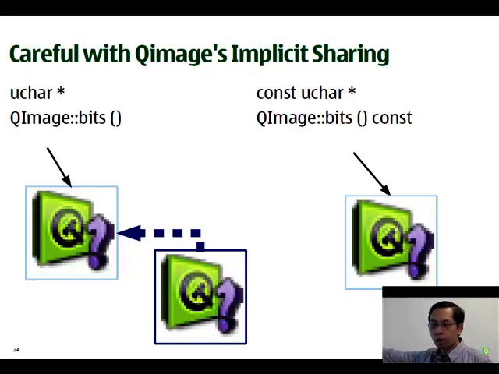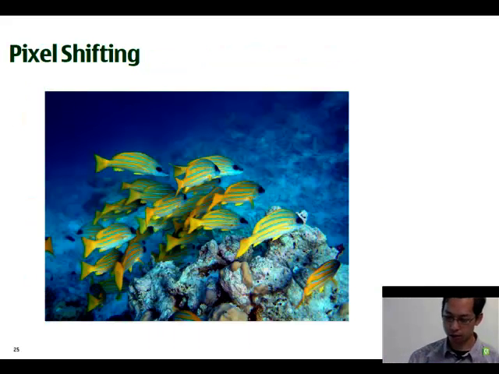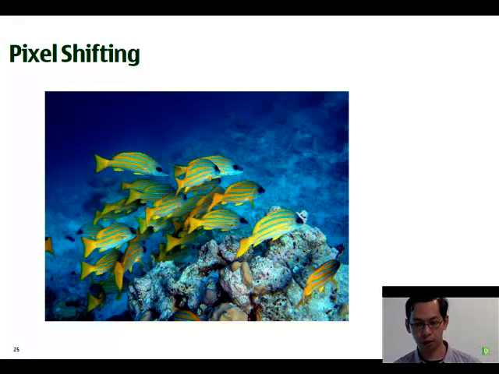With the const function, however, it is guaranteed that you will touch only the image that is passed to the bits function. So if you read the pixels using the bits function, please use the const version of bits. Now, using the bits and scanline, there's an interesting effect that you can see, the so-called pixel shifting.